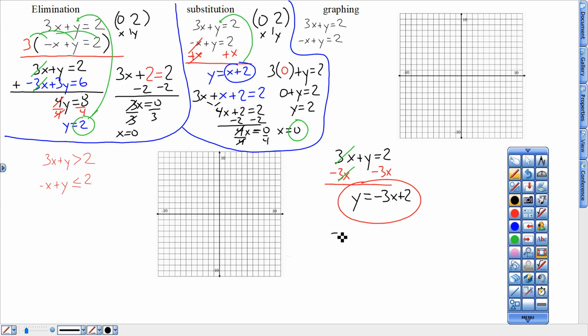So negative x plus y. Solve that for y also by adding x. That will make these opposites. That gives me my equation in blue. I'm going to do y equals x plus 2. If I graph these accurately, they should intersect at 0, 2.